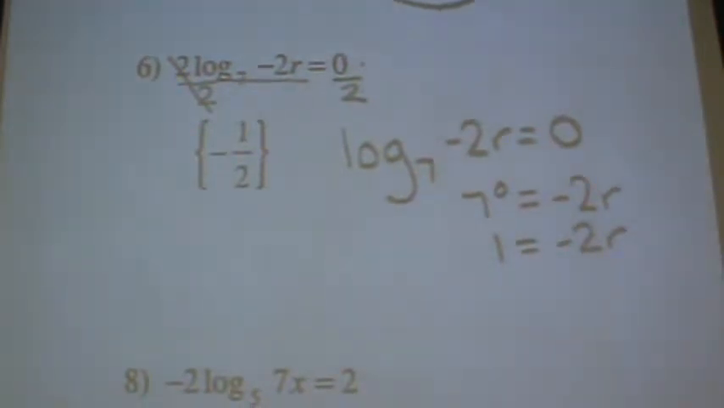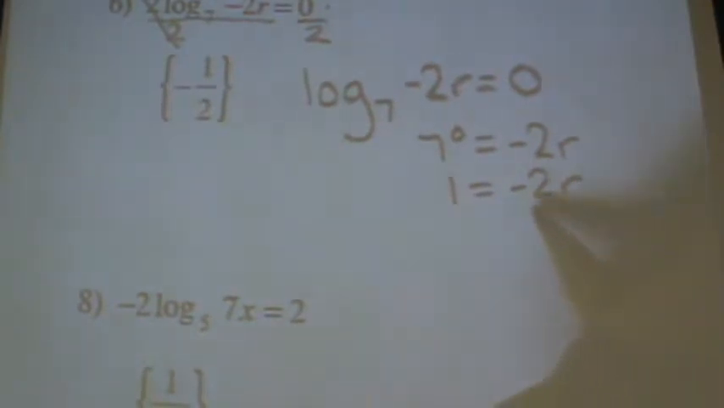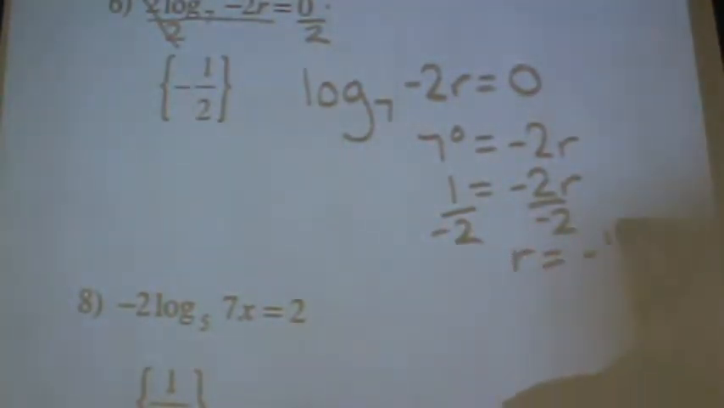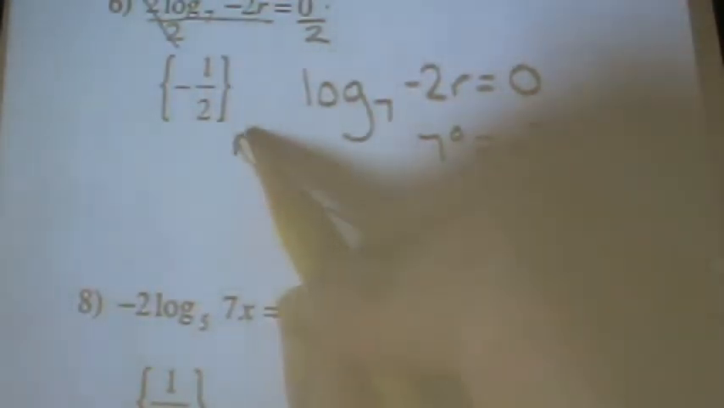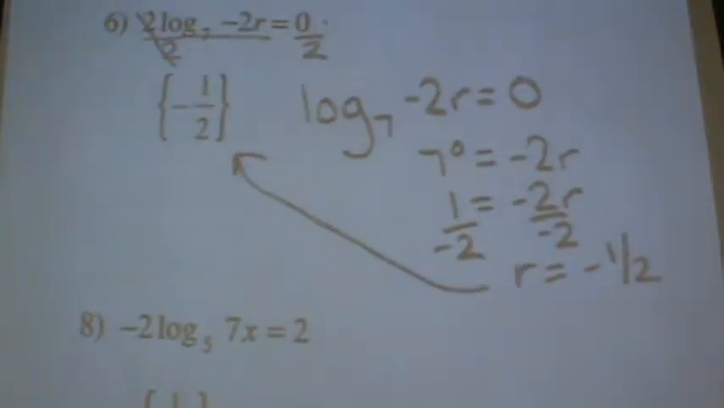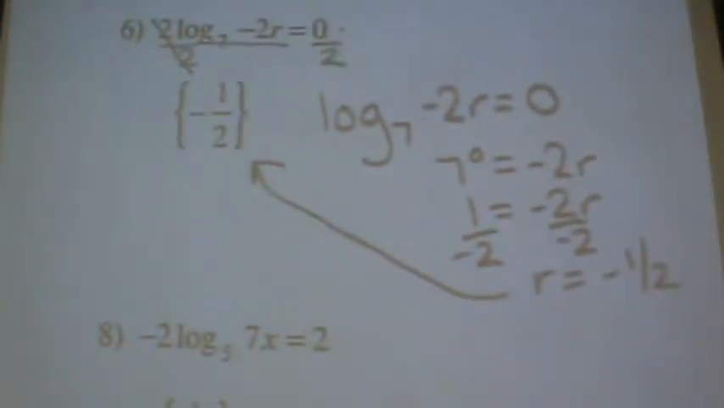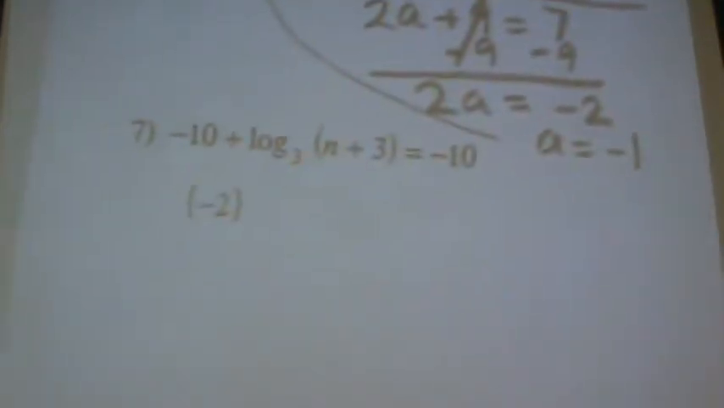And then what? Divide by negative 2. So r is negative 1/2. Is that one okay for everyone? Number 6? Okay, number 7.